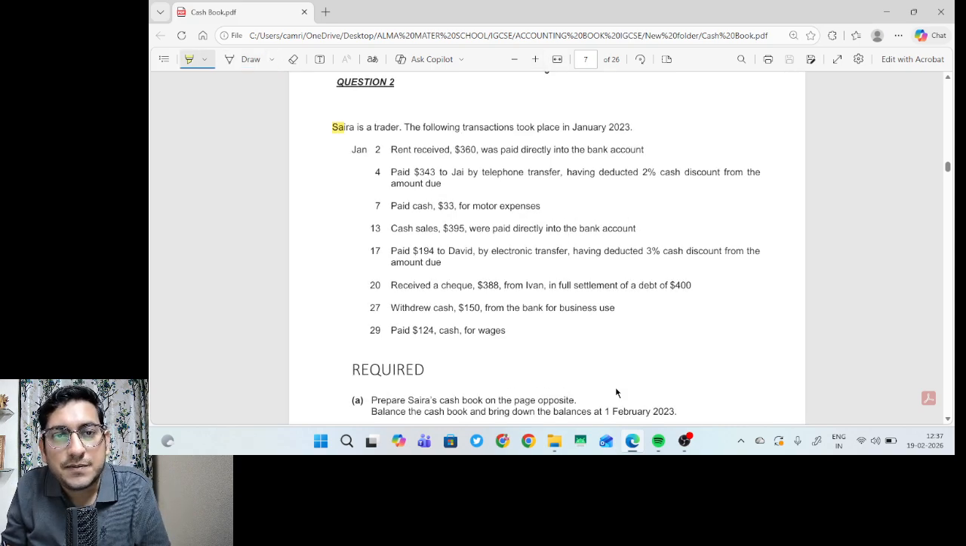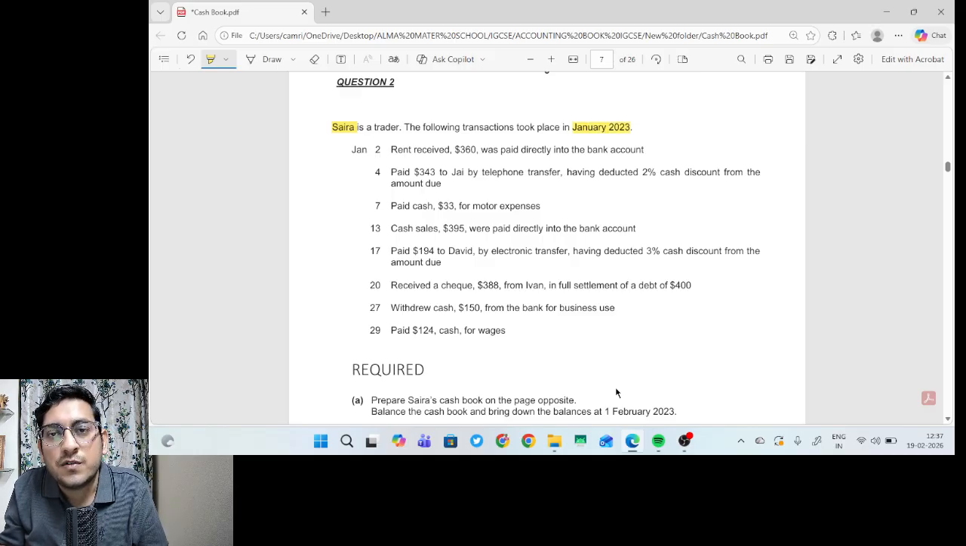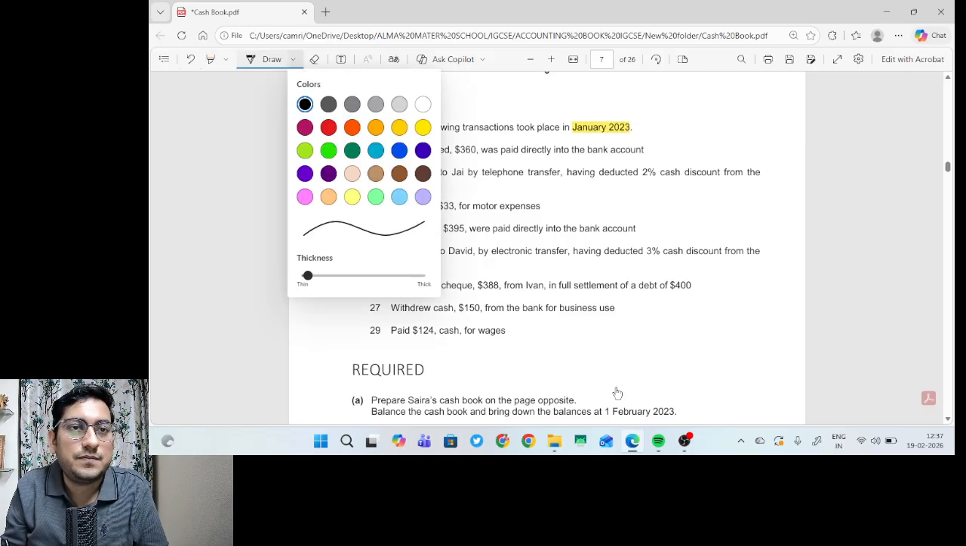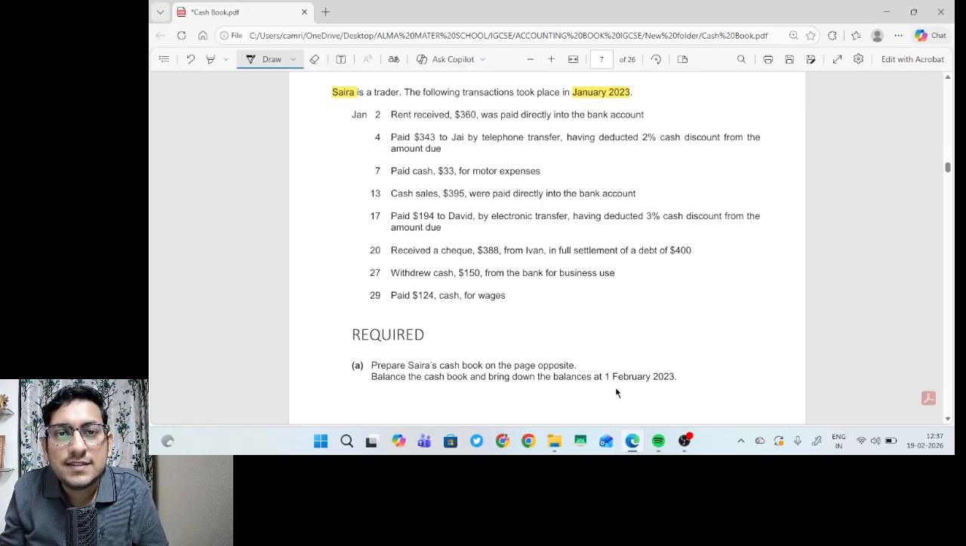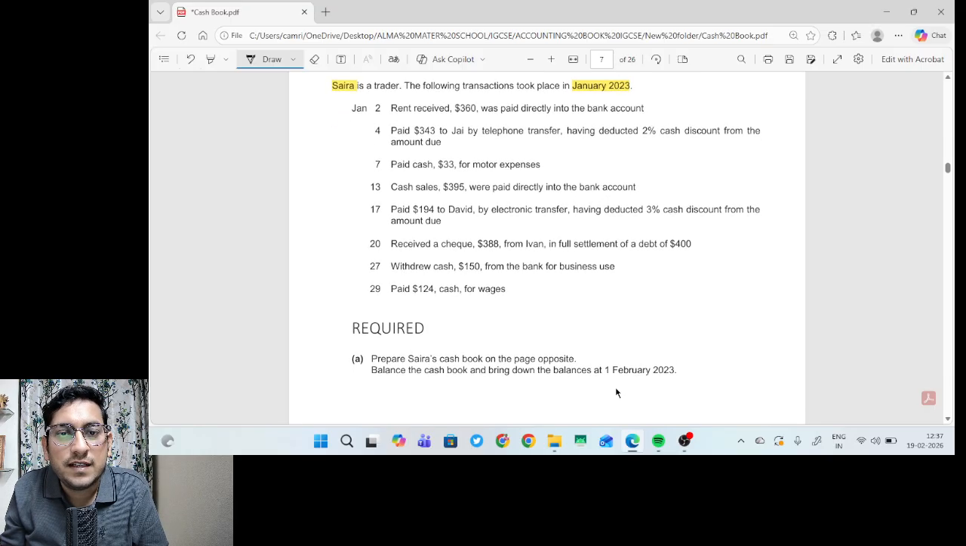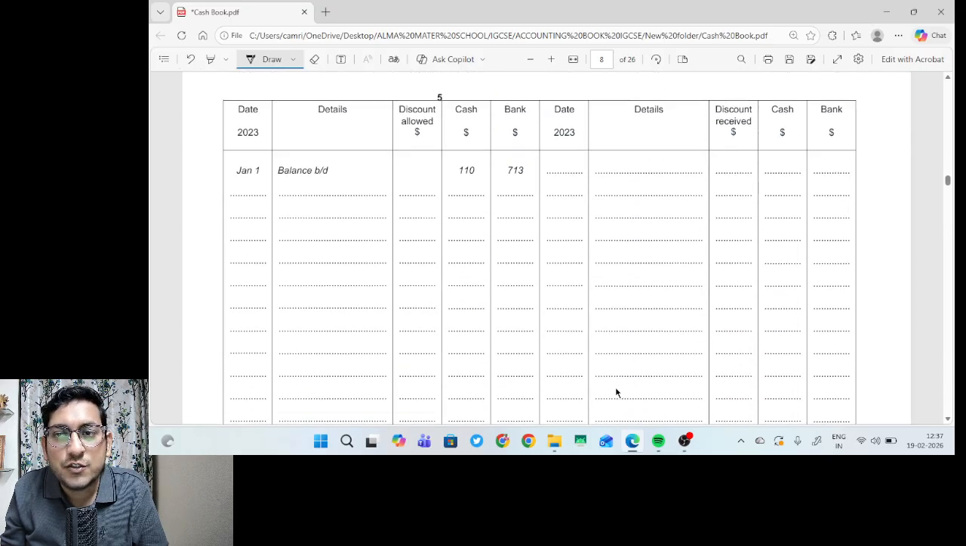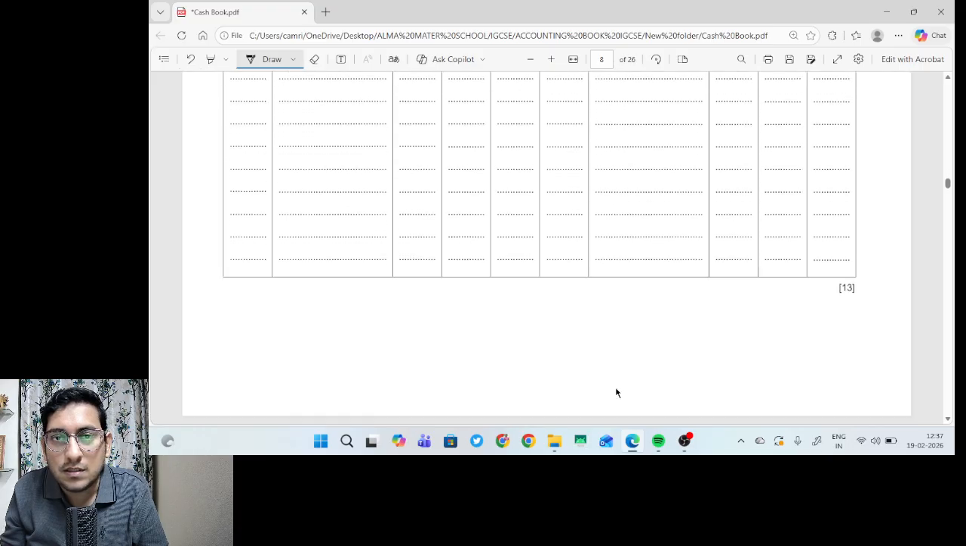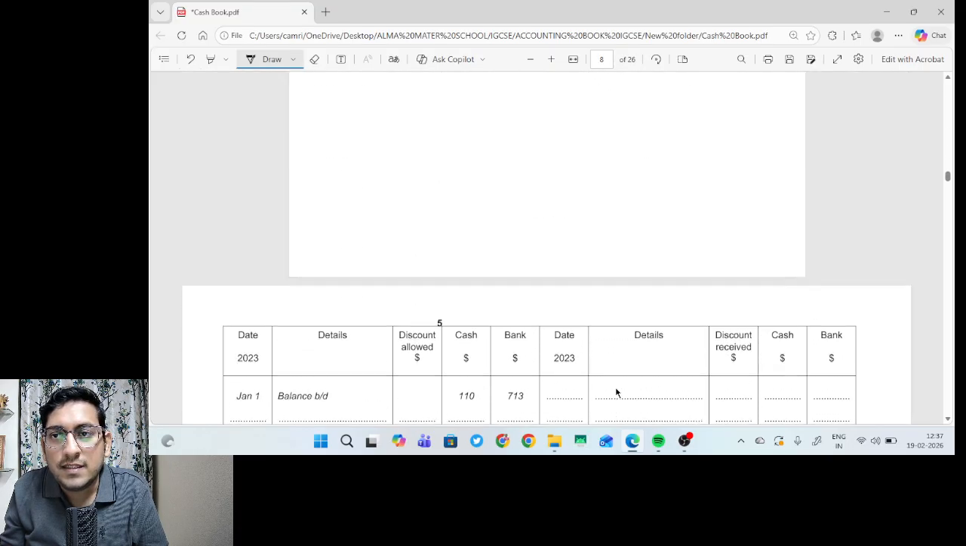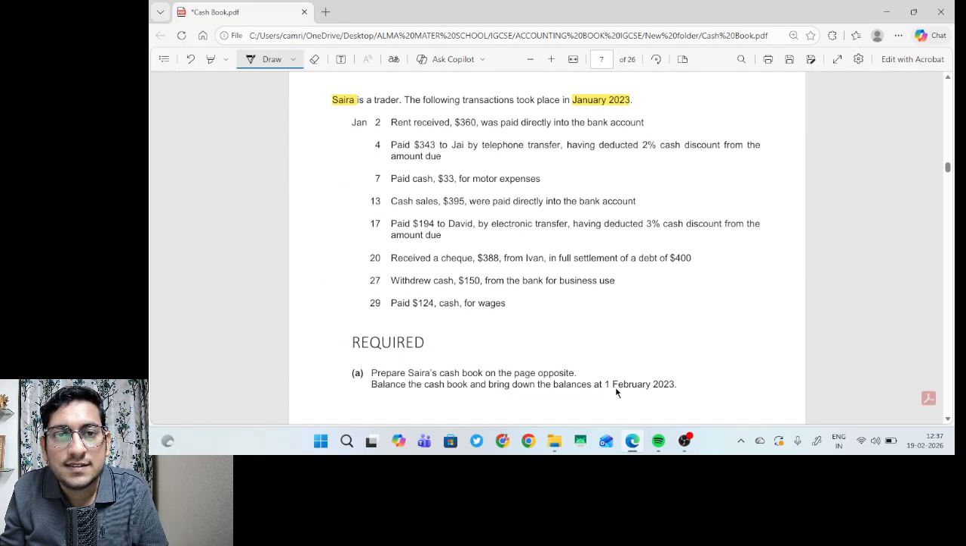Saira is a trader. The following transactions took place in the month of January 2023. You have been given some transactions for the month of January, and then they are asking you to prepare the cash book, right? So let us do this question to understand the concept of cash book.